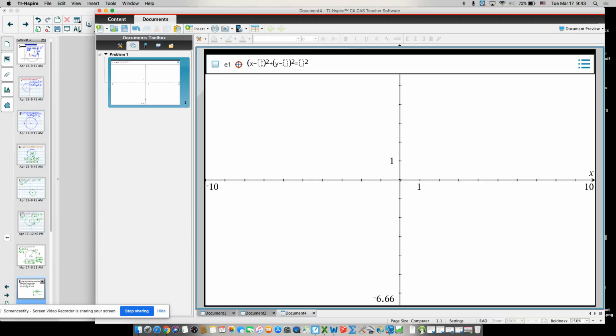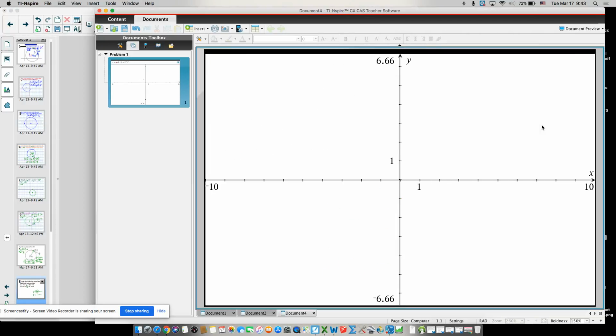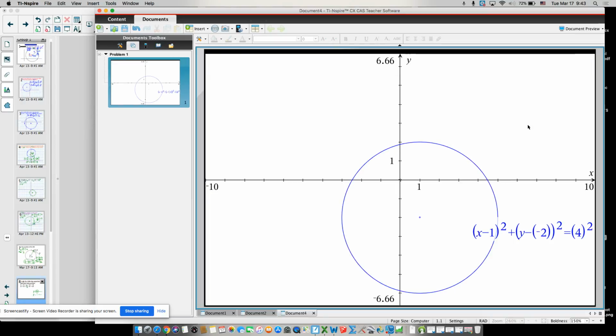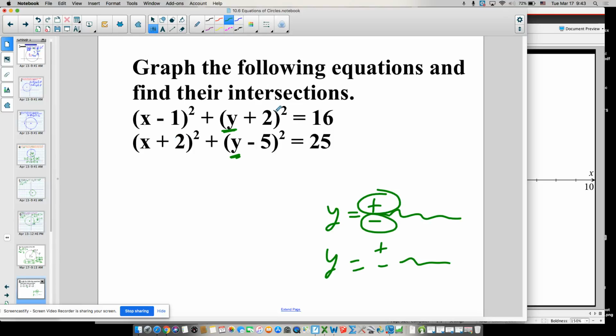Oops, messed it up already. +1, -2, and a radius of 4. And you hit enter and it'll graph that out. And of course you can move this around, whatever. So +1, -2, radius of 4.